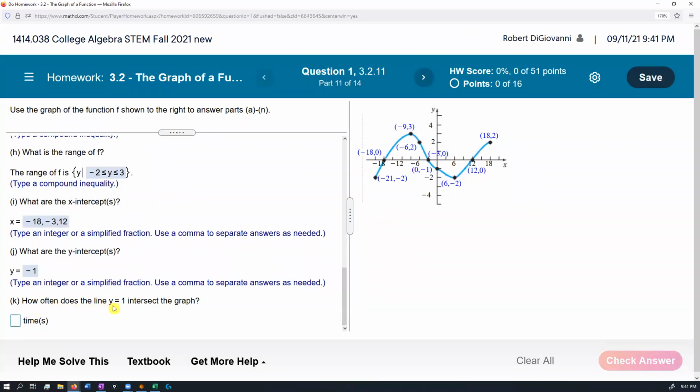How often does the line y equals 1 intersect the graph? Okay, this one's a little tricky. We need to look at the line y equals 1. So y equals 1 is a horizontal line that goes through at 1. It's hard to tell, but 1's about right there. So we hit it once here, and once here. So 3 times.